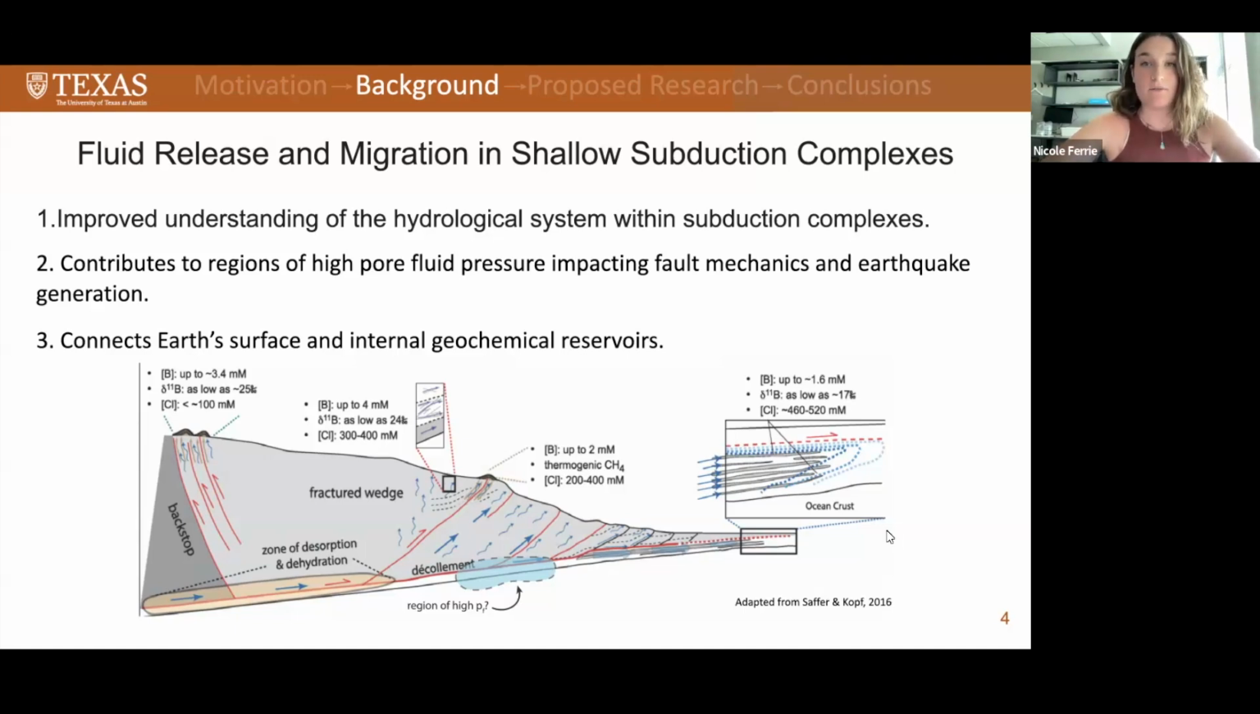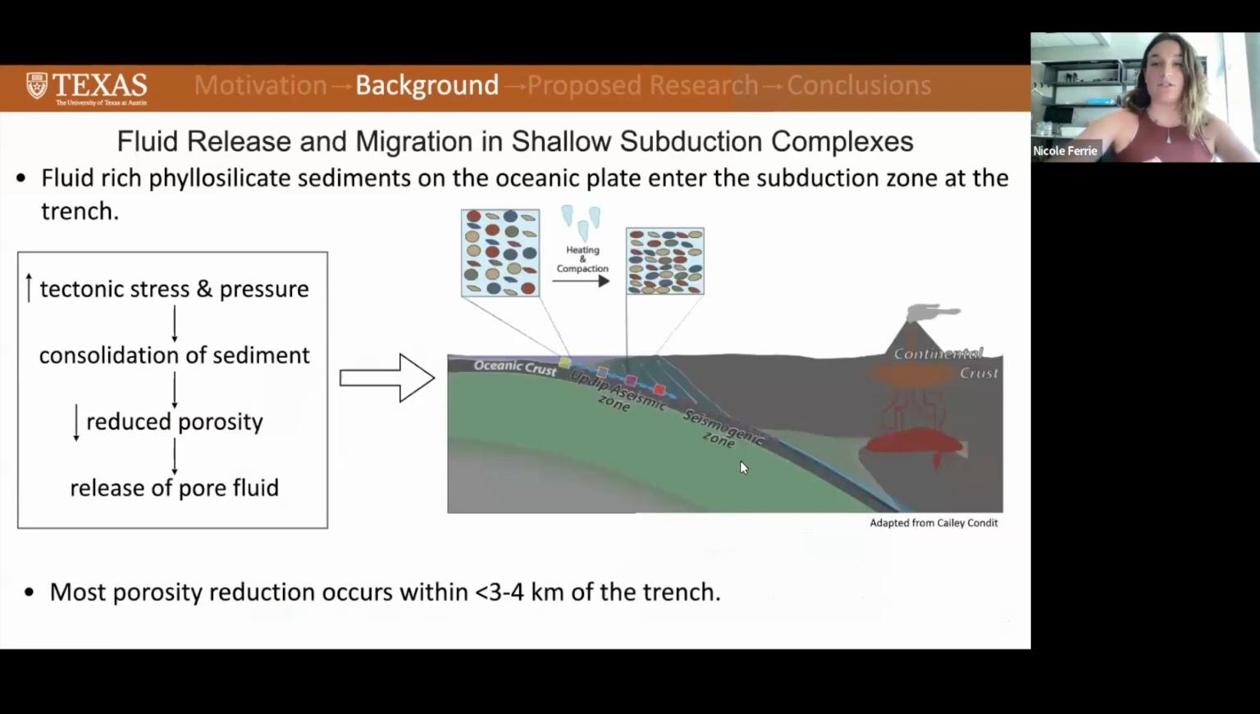Additionally, hydrologic systems are very important for our understanding in seismogenesis. Fluid release can contribute to regions of high pore fluid pressure, which impacts fault mechanics and earthquake generation. Now, how fluid release and migration actually works in these subduction complexes is illustrated here in this figure. So on the incoming plate, we have fluid-rich phyllosilicate sediments.